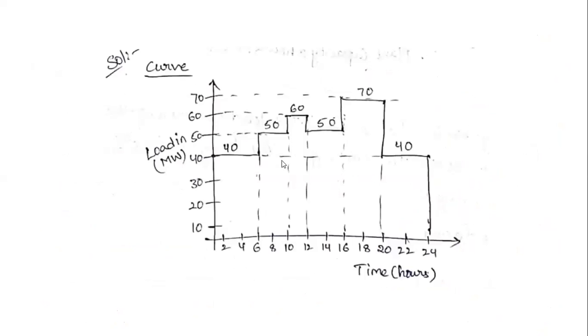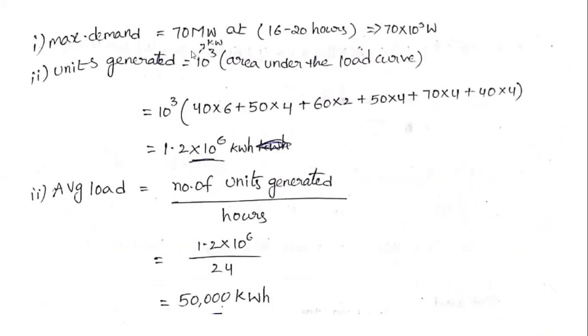This is the load curve that will be drawn between time and load. This is the maximum demand, 70 megawatts at 16 to 20 hours.